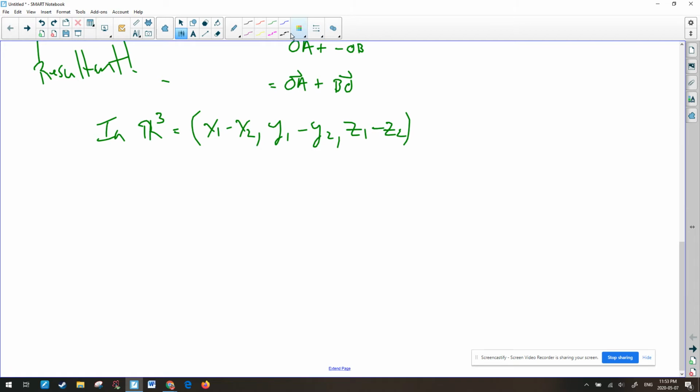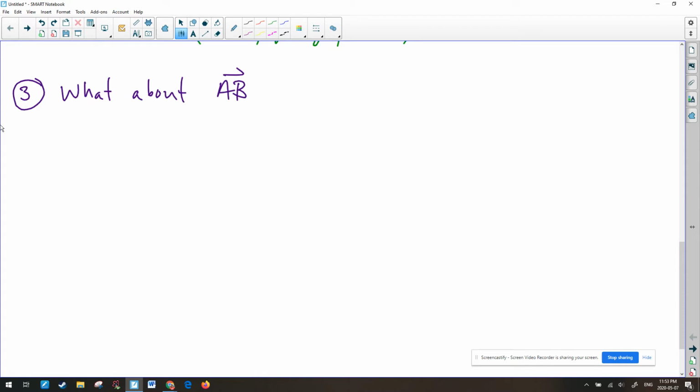So imagine that we had this case. What about the vector, and I hinted at this earlier, that doesn't necessarily start or end at the origin? It goes from two random points. So what about the vector AB? Okay, well, that's an interesting one. So let's look at the diagram. The diagram definitely helps us sort this one out.